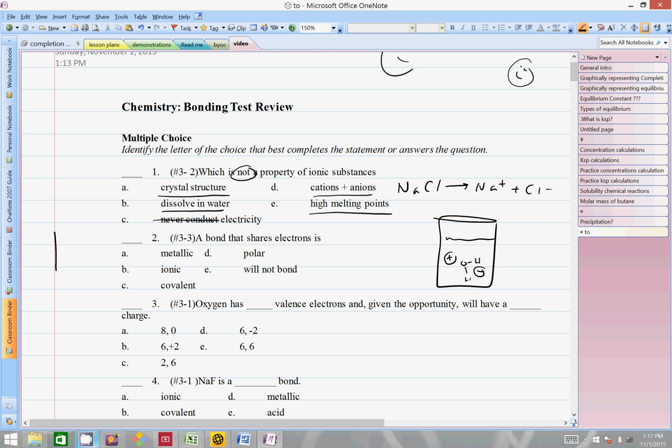So this is one that is incorrect. This ionic solution will conduct electricity across it with these ion particles. That's one property called an electrolyte when dissolved. A bond that shares electrons is going to be covalent.